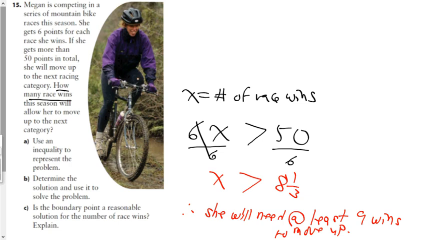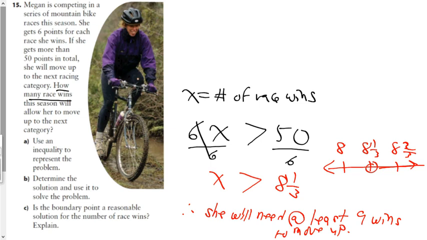And if I was actually plotting the solution on a number line, I'd have to go 8 1/3, 8, 8 2/3, and it would have to be an open boundary point, and this way, correct? Because you can't have 8 1/3 wins.